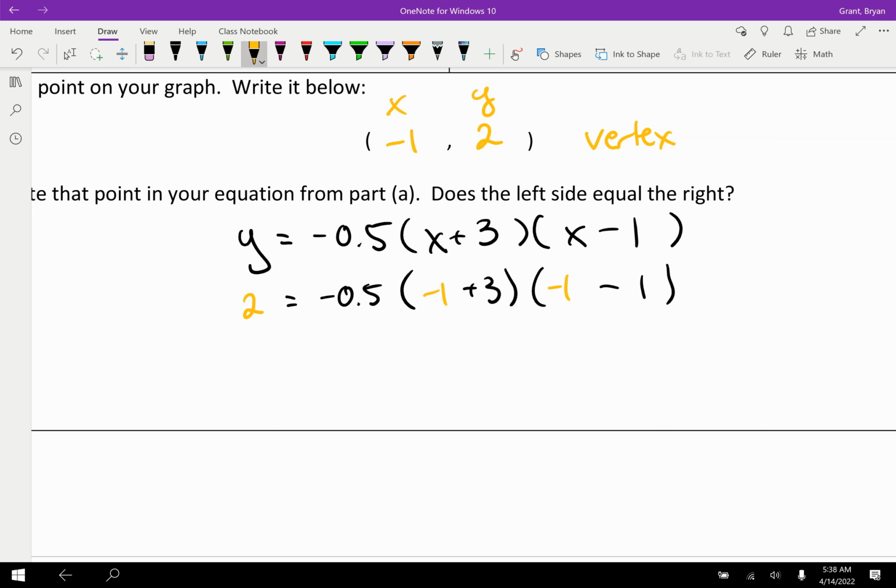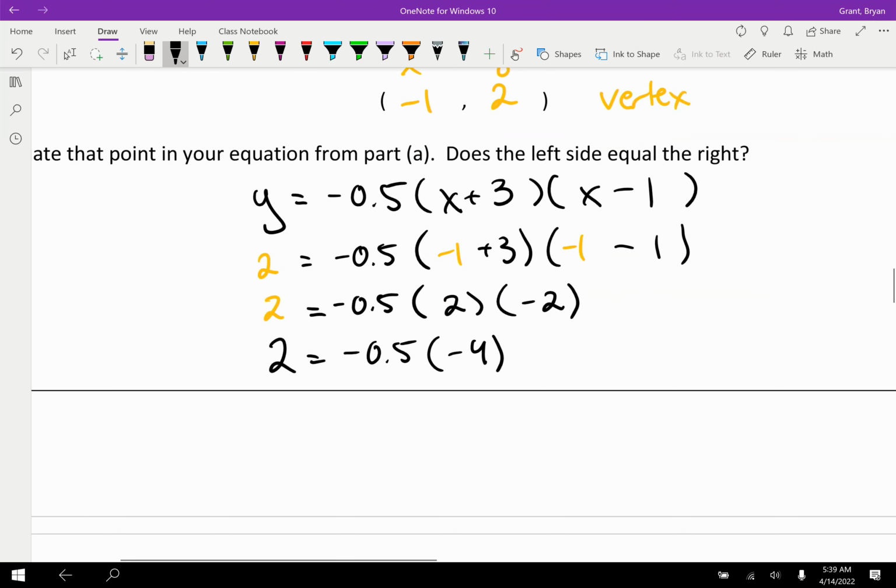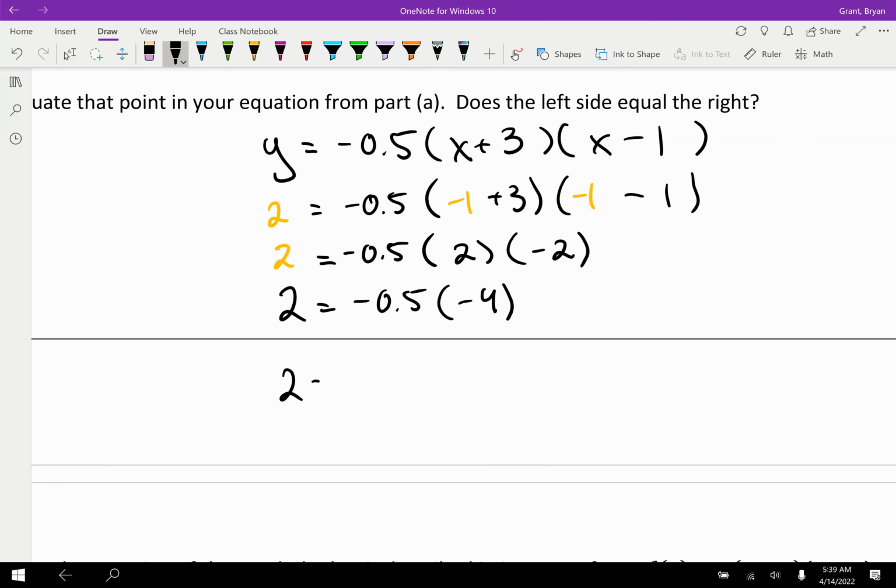And remember, to check to see if something is a solution, the left side better equal the right side. The nice part is the left side is stuck at 2, so let's try the right side. We have 3 minus 1, that's 2. We're doing PEMDAS. This is what's in the parentheses. And then we have to just multiply each of these. I'm going to do the 2 times negative 2, which is negative 4. And then to finish this off, we have to do half of 4, which is 2, and a negative times a negative is a positive, so it leaves us with a positive 2.